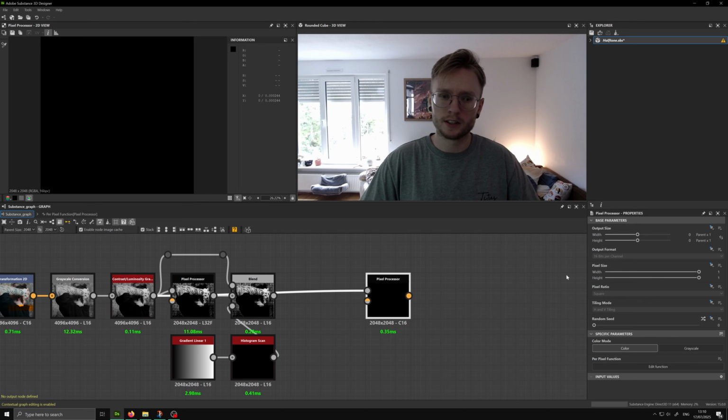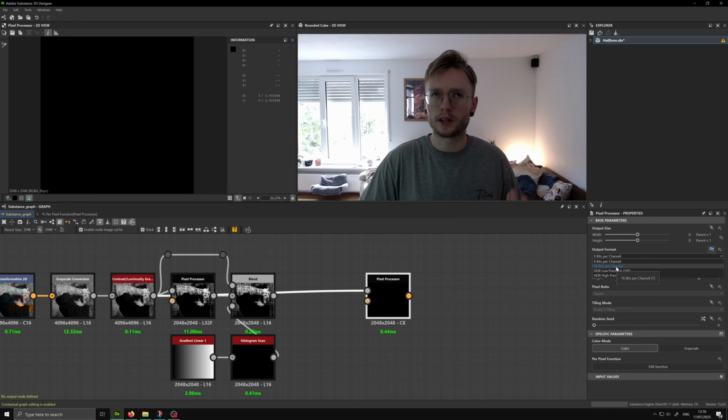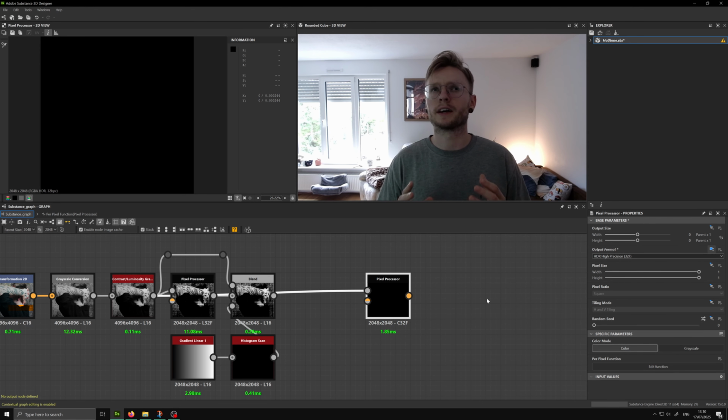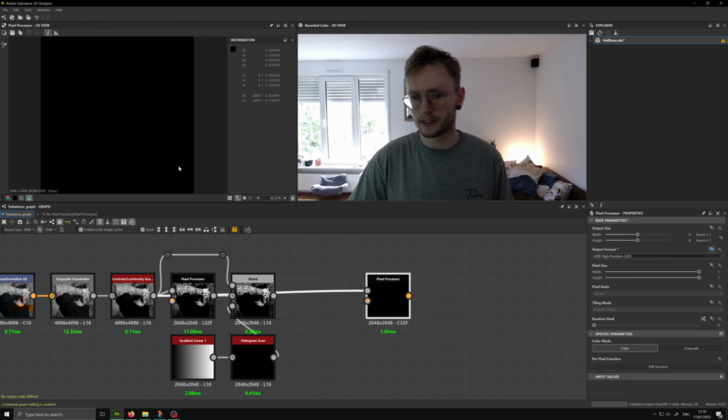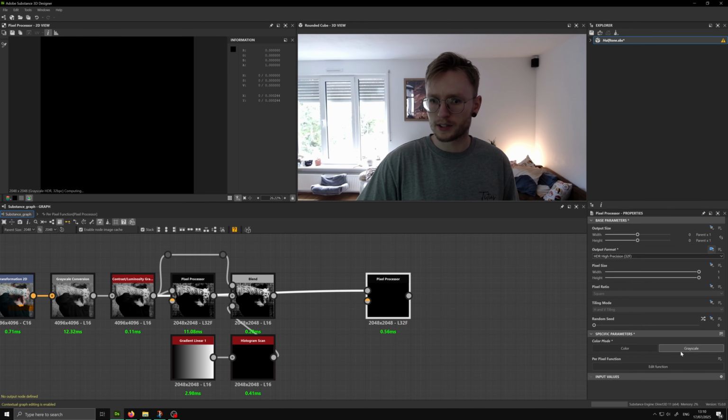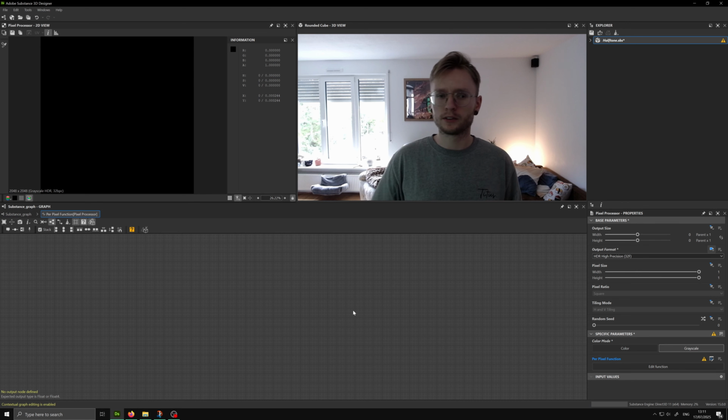So what I usually do when I'm working in pixel processing is to always go into the output format and set it from 16-bit or whatever your graph is set to, to 32-bit, just to be sure that whenever we're dealing with some math or ranges outside of the 0 to 1 range, that we actually can inspect these values right here, right? I'm also going to set this to grayscale because, I mean, we could do this with color actually, but let's keep it with grayscale for now. And now I'm jumping into the pixel processor.